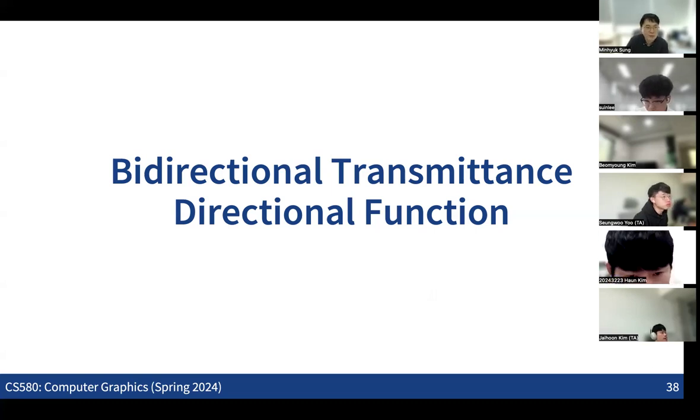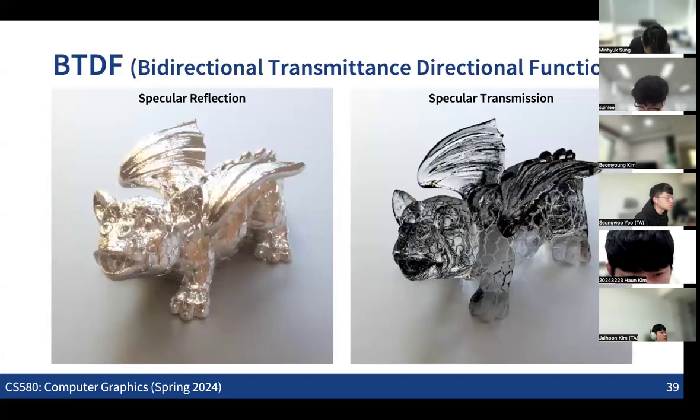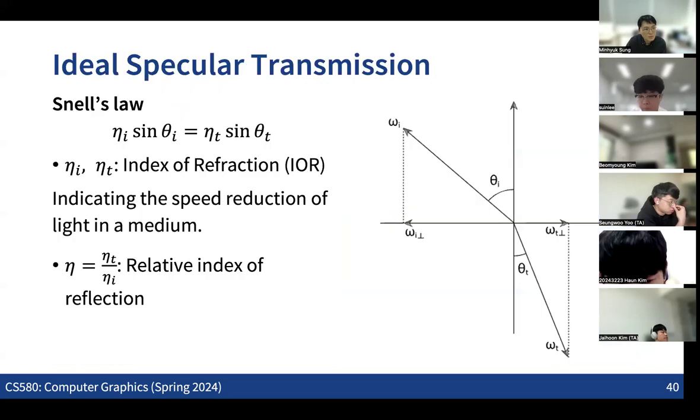But let's move on to some ideas for transmittance. As we have seen some examples of reflection, now we can also see cases where we have transmittance of light into the surface. So how can we compute the direction of the transmission? We can recall some ideas that we learned in high school. We can calculate the outgoing direction of the transmission with Snell's law.